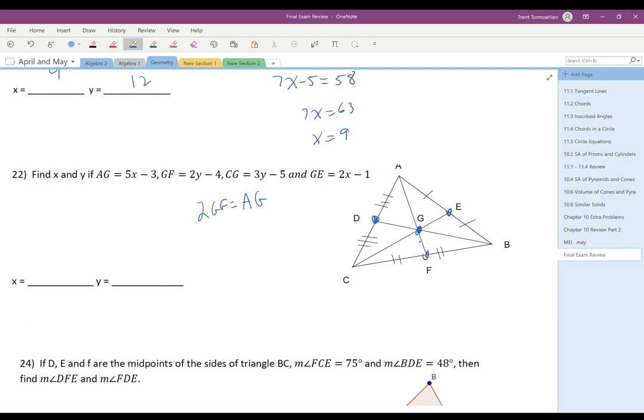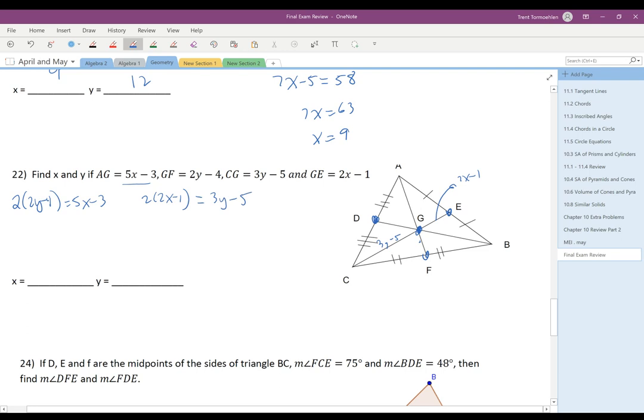If you remember, the distance from the centroid to a midpoint is half the distance from the centroid to a vertex. So if GF is 2y minus 4, I do 2 times 2y minus 4 equals AG, which is 5x minus 3. So I get 2 times 2y minus 4 equals 5x minus 3. And then I know CG is 3y minus 5, and GE is 2x minus 1. So I can do the same calculation and do 2 times 2x minus 1 equals 3y minus 5. So again, this is all based on the centroid theorem.